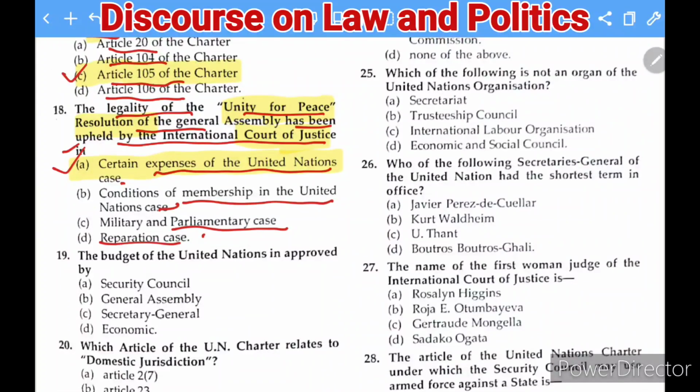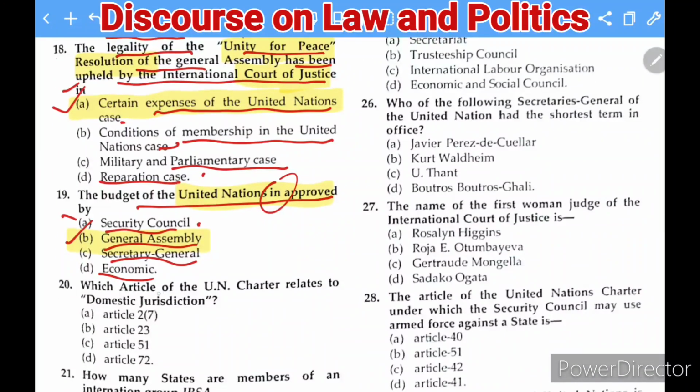Next question is this: the budget of the United Nations is approved in which body? The options given here are the Security Council, General Assembly, Secretary General, Economic and Social Council. Which is the right answer here? The budget of the United Nations is approved in the General Assembly. So this is the right answer.